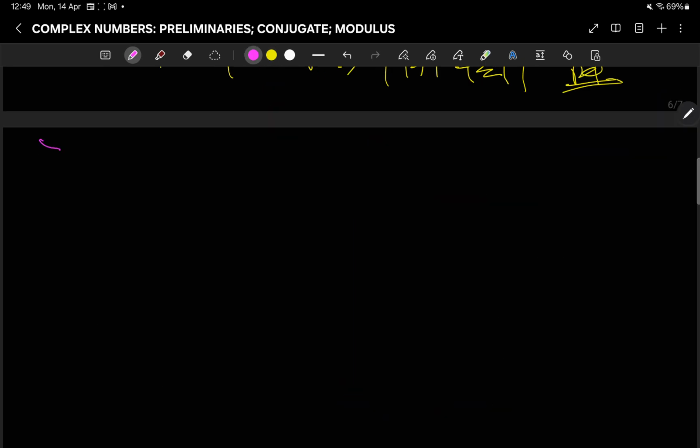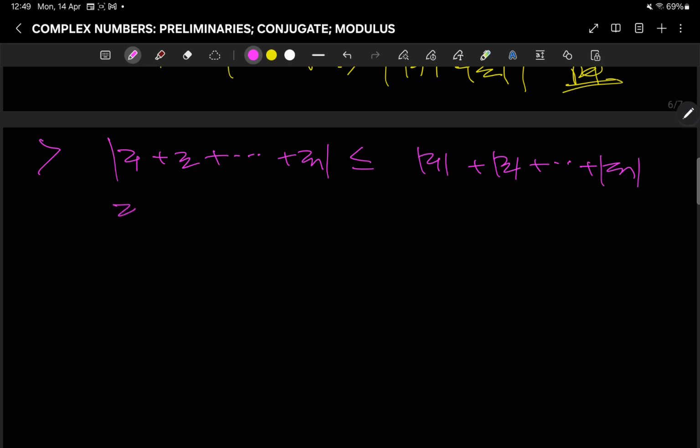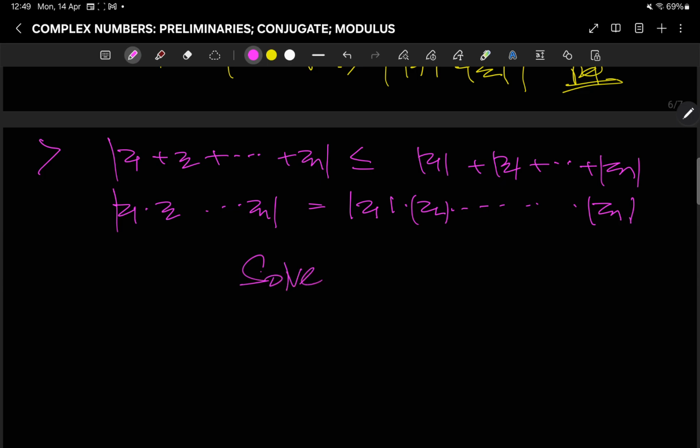So likewise we can have some properties. I can say |z1 plus z2 plus ... plus zn| is less than or equal to |z1| plus |z2| and so on plus |zn|. Likewise also |z1 z2 ... zn|, if I multiply it, is |z1| into |z2| ... |zn|. Okay, now coming to some solved examples.